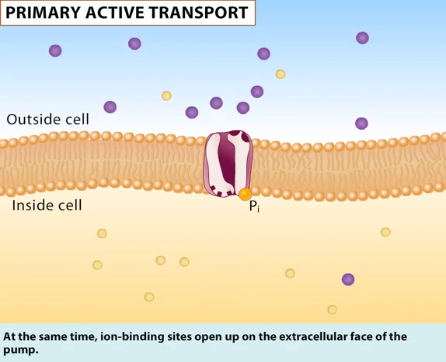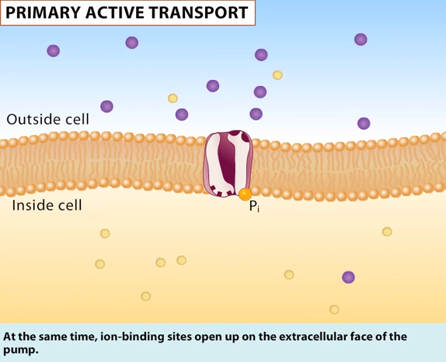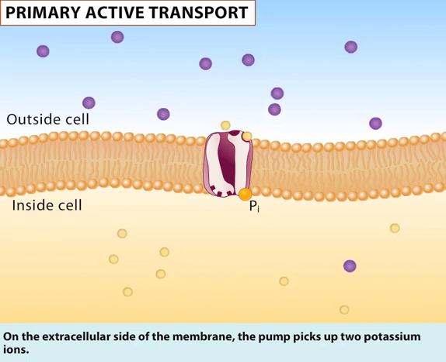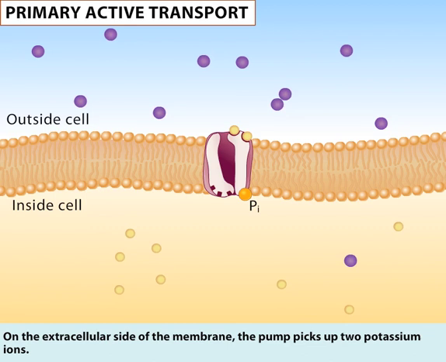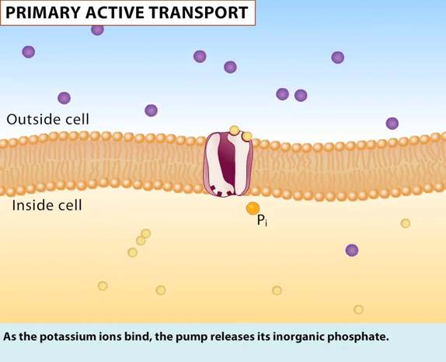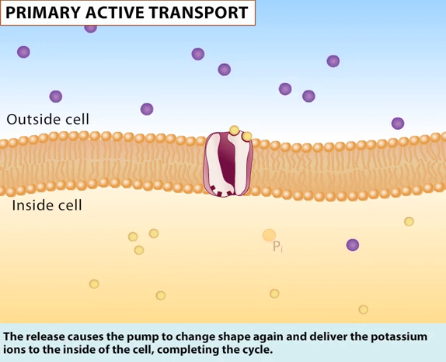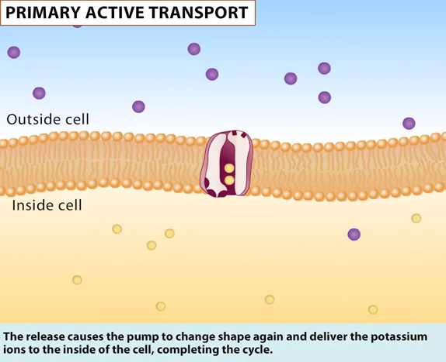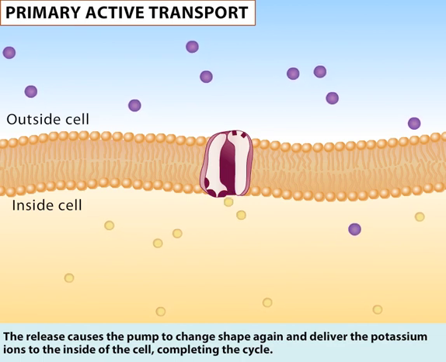At the same time, ion binding sites open up on the extracellular face of the pump. On the extracellular side of the membrane, the pump picks up 2 potassium ions. As the potassium ions bind, the pump releases its inorganic phosphate. The release causes the pump to change shape again and deliver the potassium ions to the inside of the cell, completing the cycle.